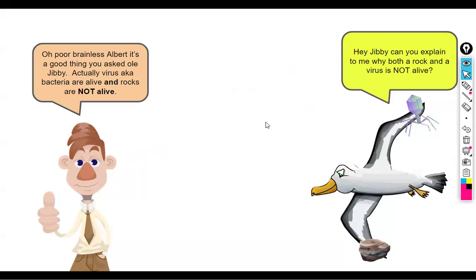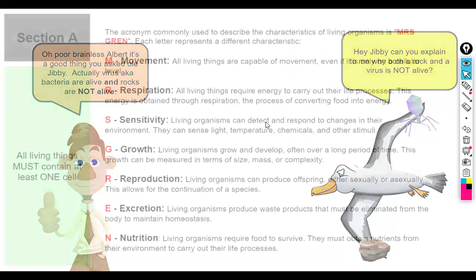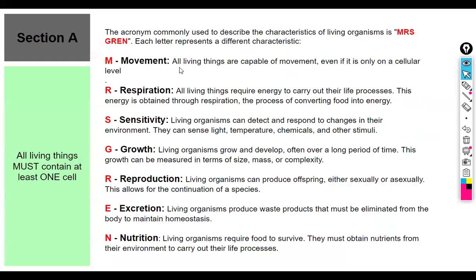So let's move on to the next slide. There's nothing to take down here. This is just to set the piece of the discussion. A lot of you all will have met this over the summer. For something to be considered alive, it has to do these 7 things. And there's a little acronym to remember it, something called Mrs. Gren. All living things must display some sort of movement.